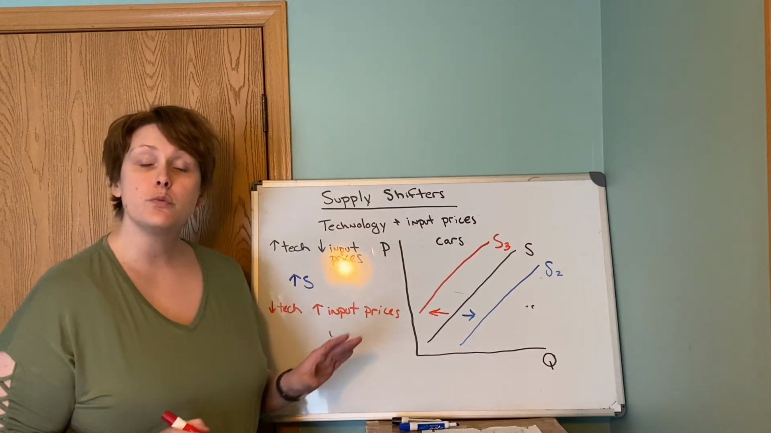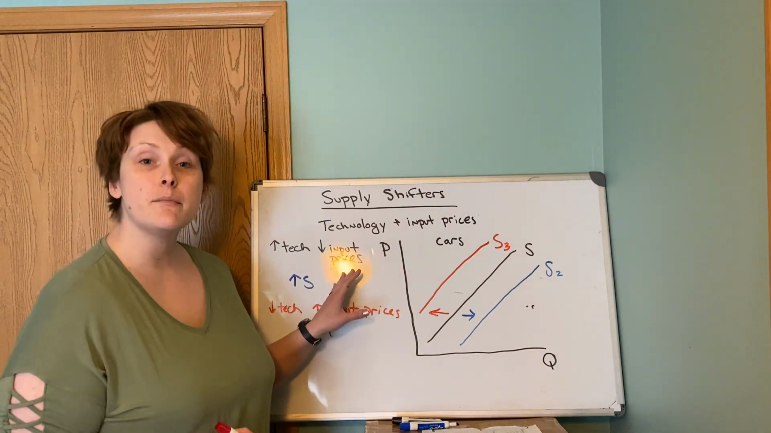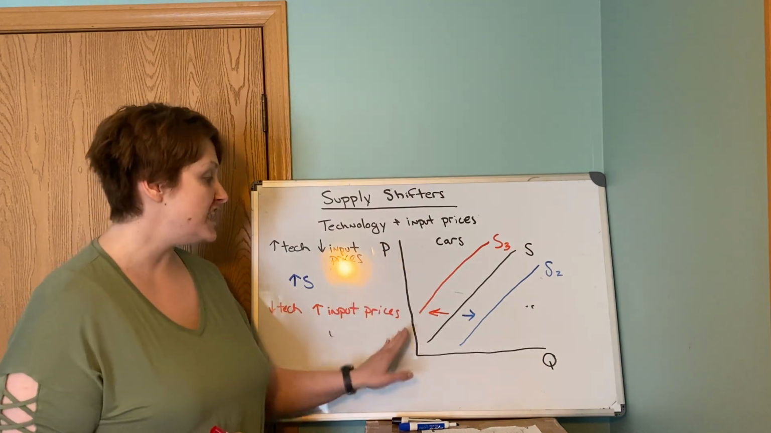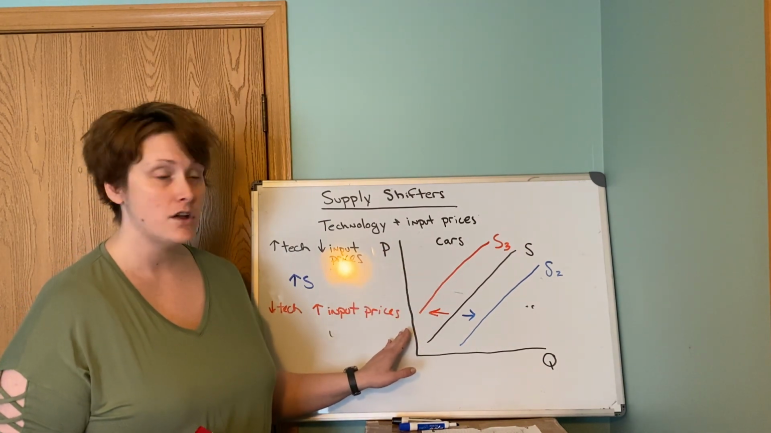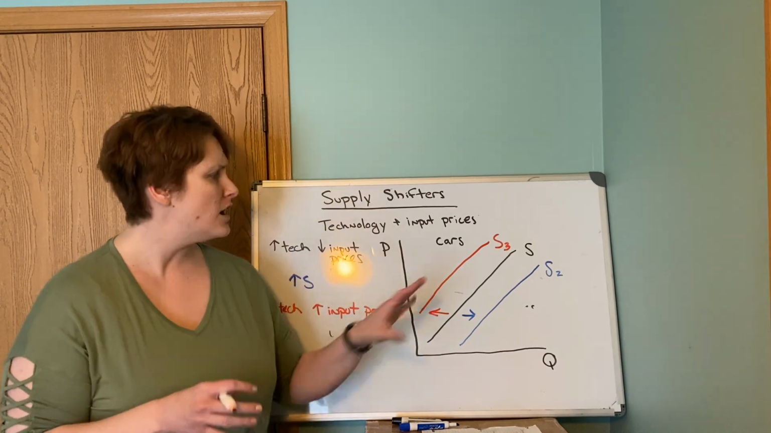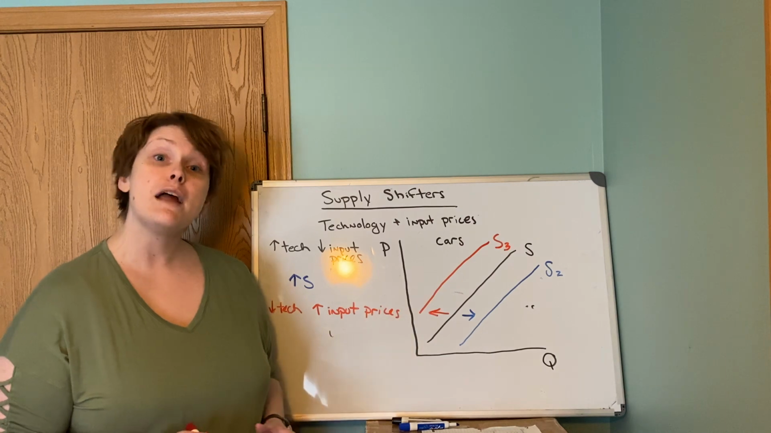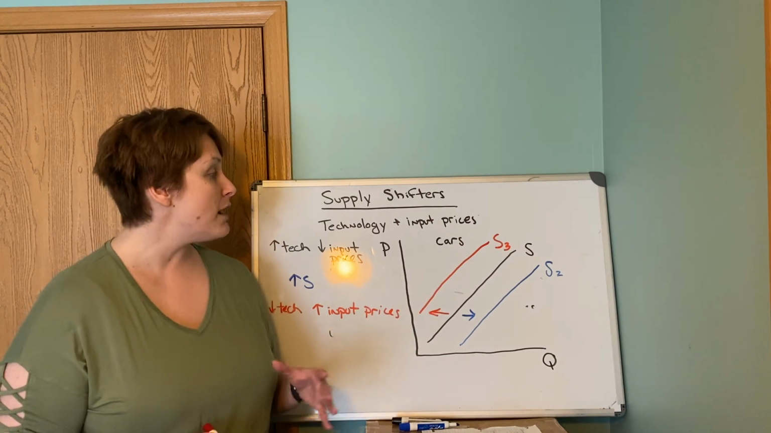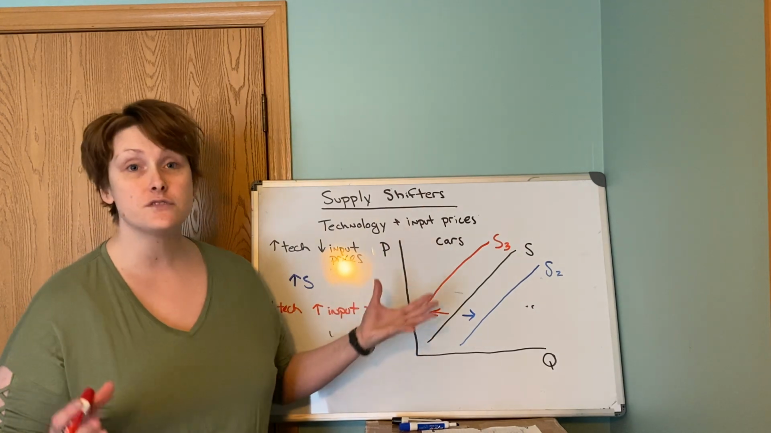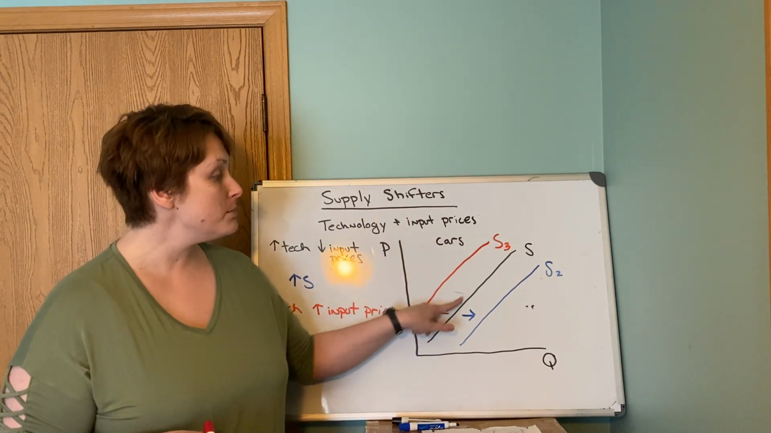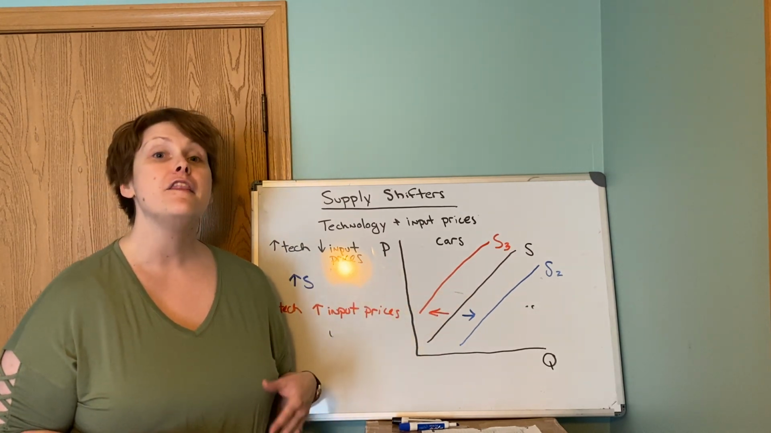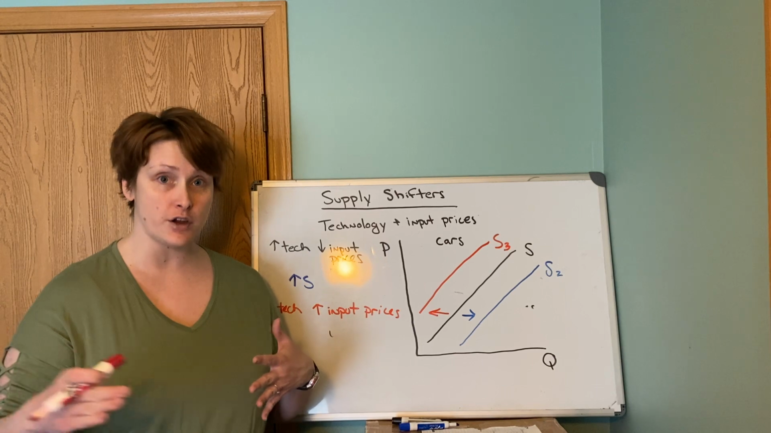So again, another reminder here, when we're talking about input prices, we're not talking about changing the price in this graph. We're talking about changing the price of another piece of what we're making. So if I were to say that the price of cars is changing or the price of cars increased, that would be a change in the quantity supplied, and that wouldn't shift our curve. That would again move us along the curve.